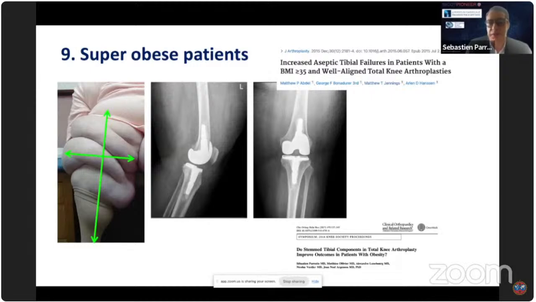And you have to increase the fixation. You have to be very careful about the tight contact, because it might induce some forces that you were not expecting. And you have to use stems and different constraints sometimes. And these patients are very difficult to take care of.